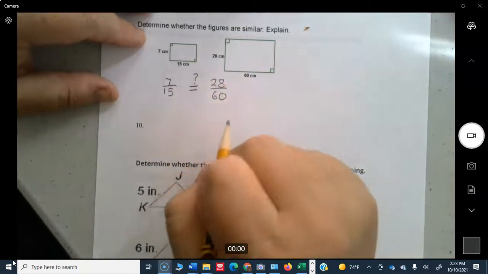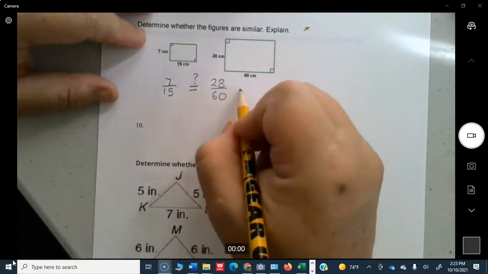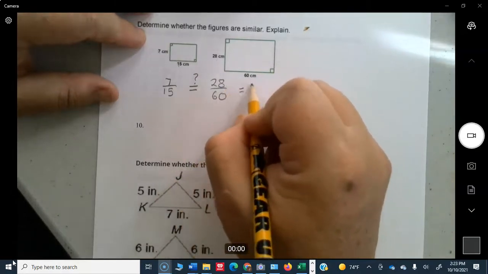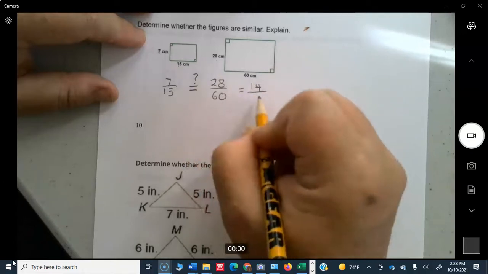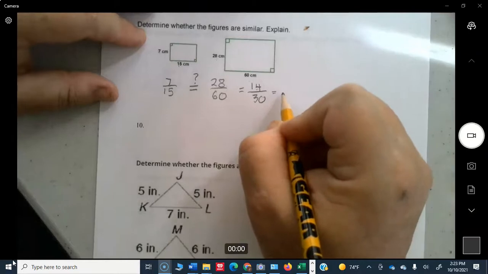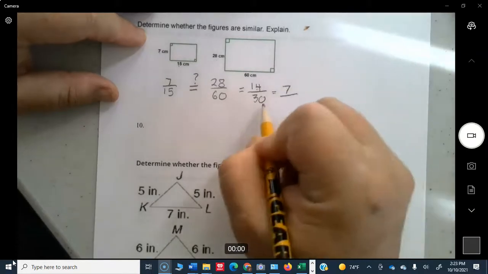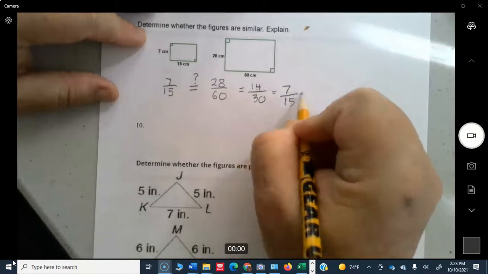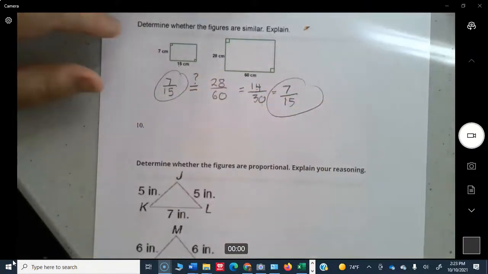So you can see they're both even numbers. So I'm going to divide 28 by 2, and that equals 14, and divide 60 by 2, that equals 30. You still have even numbers. So I'm going to divide 14 by 2, and I get 7, and I'm going to divide 30 by 2, and I get 15. And yes, they do equal each other.